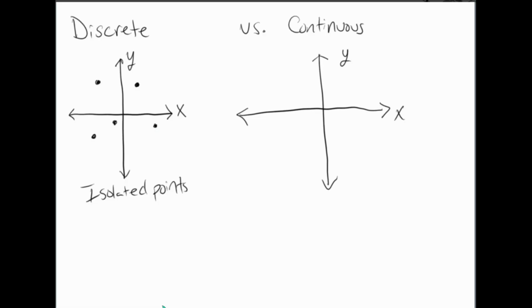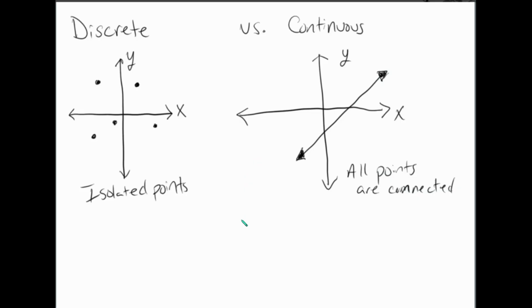While continuous graphs are going to be a continuous line of sorts. So for instance, something like this line right here would represent a continuous graph. All points that fall on this line, there's an infinite amount of points that fall on this line. They're all connected to each other, representing a continuous graph. So in this case, we can say all points are connected to each other.